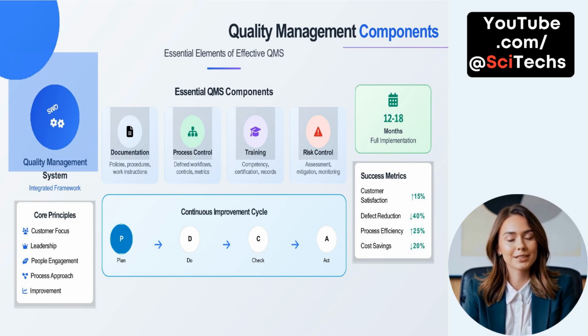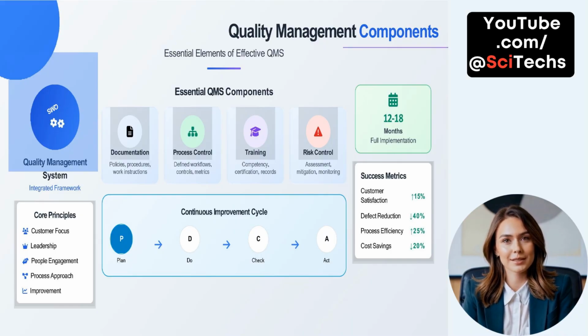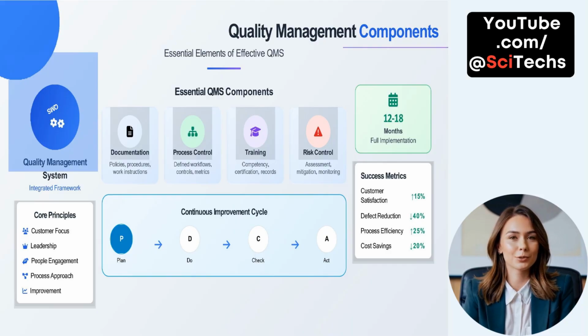The foundation of a successful QMS lies in core principles: customer focus, strong leadership, engaged people, a process-oriented approach, and a commitment to continual improvement. Implementation typically takes 12 to 18 months. Success is tracked with key metrics: customer satisfaction up 15%, defects down 40%, process efficiency increased by 25%, and a 20% boost in cost savings. Central to this system is the PDCA cycle: plan, do, check, act, which drives continuous improvement.